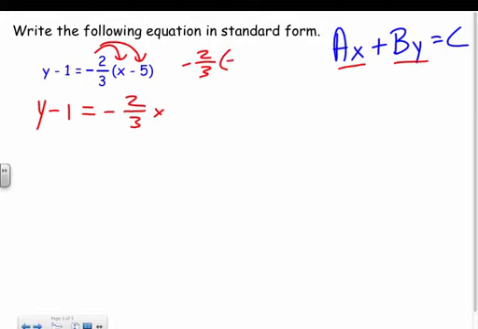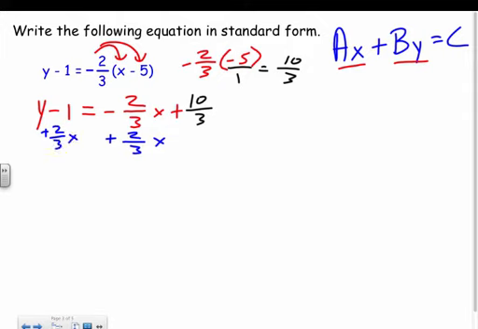Negative 2/3 times a negative 5, which gives me a positive, doesn't it? And that's really 5 over 1. So I get 10 over 3. So I'm going to leave that as a positive 10 over 3. I'm okay with that for now. Okay, so next thing, I want to get the x and the y on the same side. So I'm going to add this 2/3 x over. I'm going to bring it over here. So now we got 2/3 x plus y minus 1 equals 10 over 3.